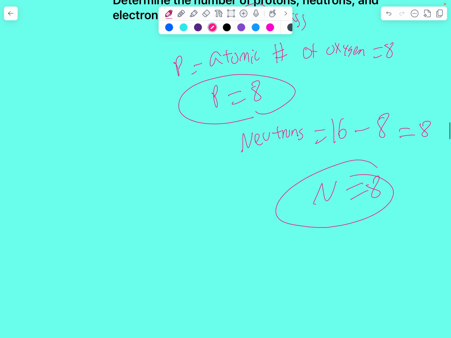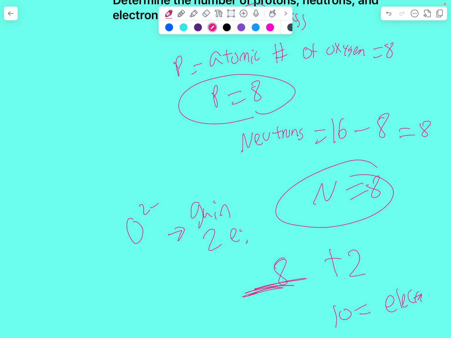Okay, so O2 minus, did it lose or gain 2 electrons? Gain 2 electrons. All right, so we got protons, we got neutrons. Now for electrons, if you look at our formula, we are dealing with the atomic number of 8 protons, plus the charge of 2. 8 plus 2 is what? It's 10. So, we got 10 electrons.